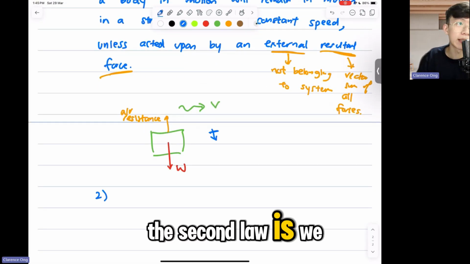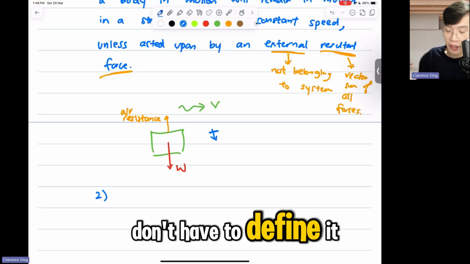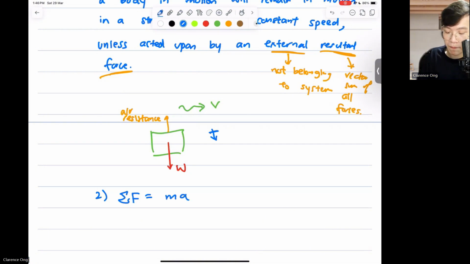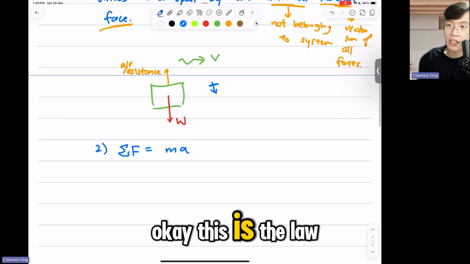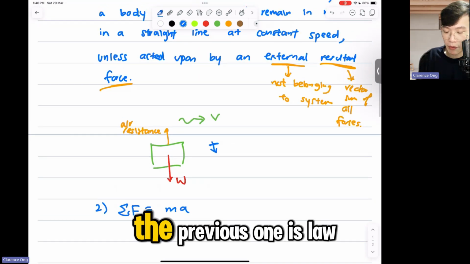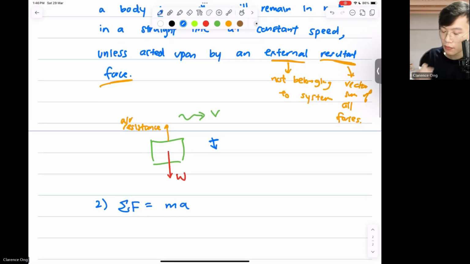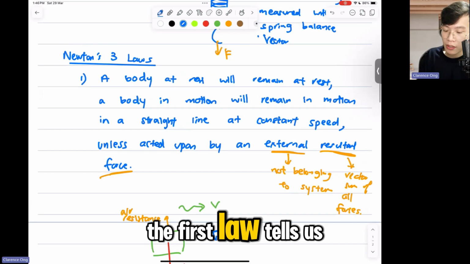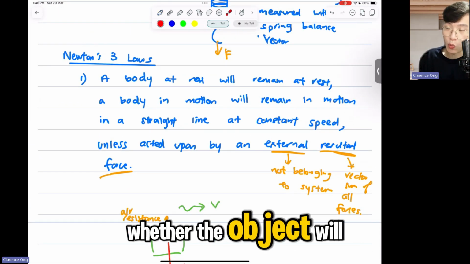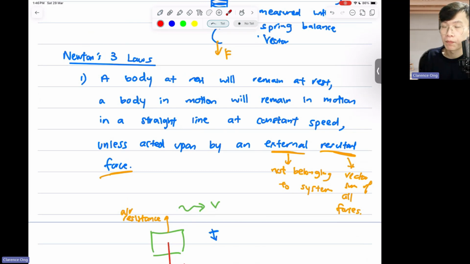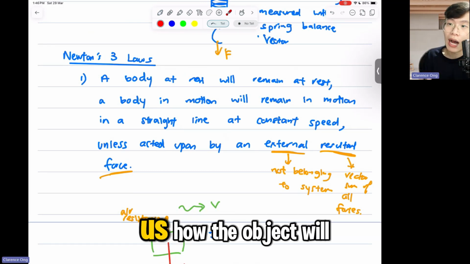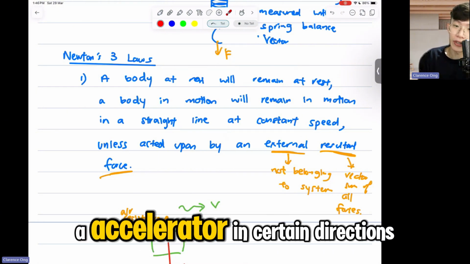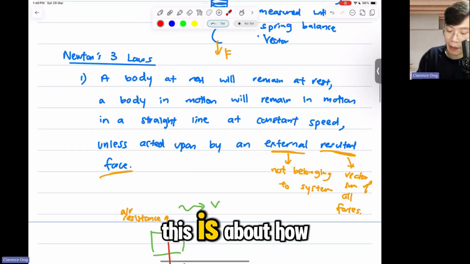The second law, we don't have to define it, but we can just say that it's F equals ma. Okay, this is the law of acceleration. The previous one is the law of inertia. The first law tells us how the object will move, whether it will move in a straight line or whether it will be accelerated in certain directions. This is about how.